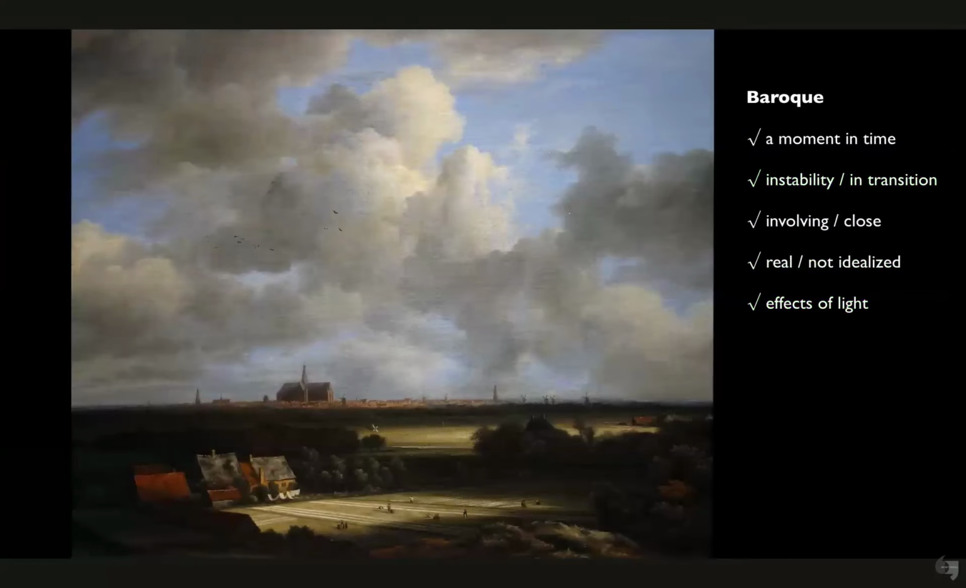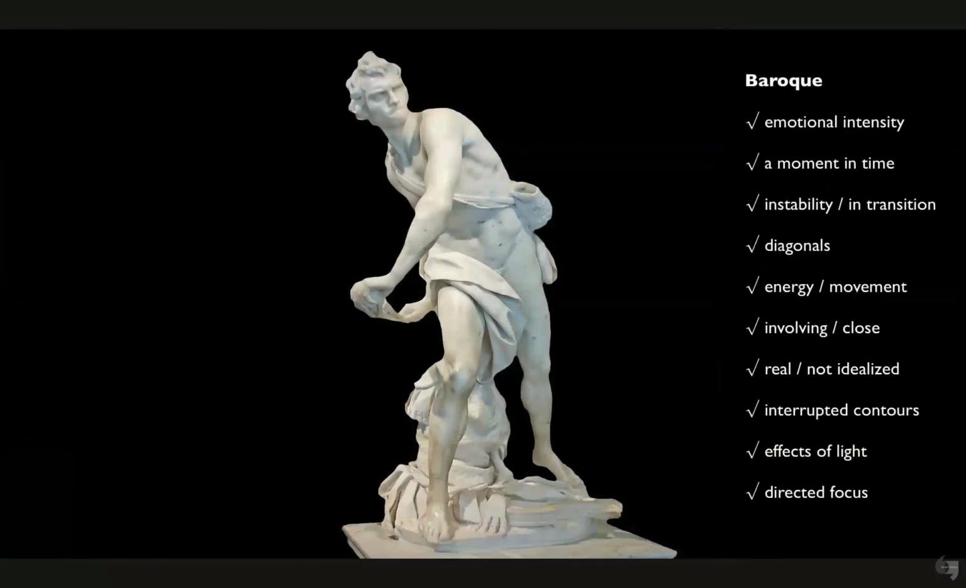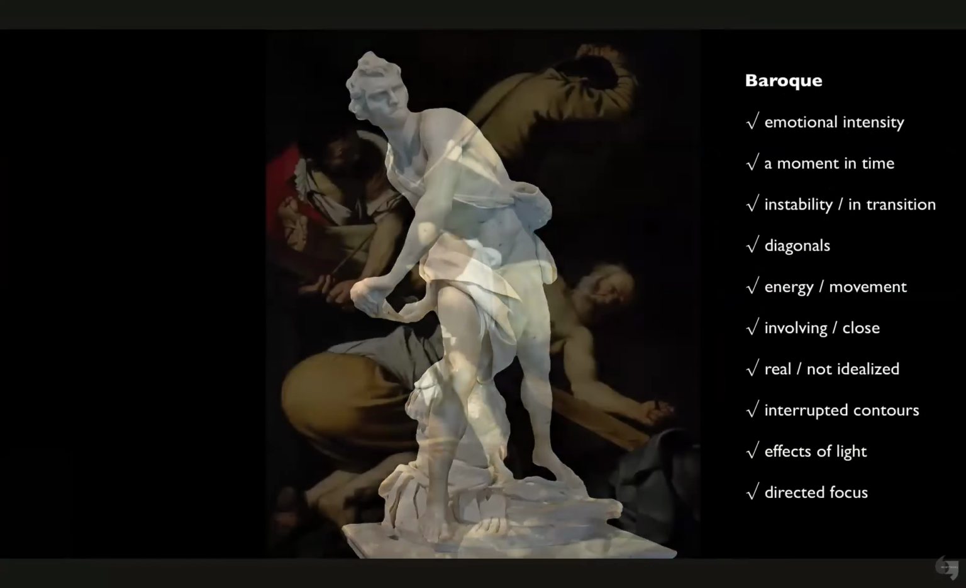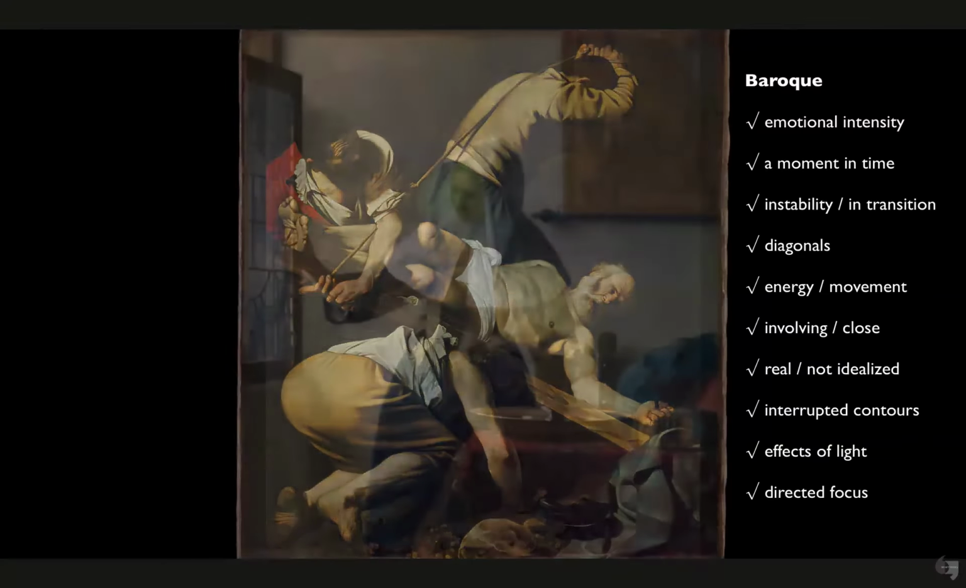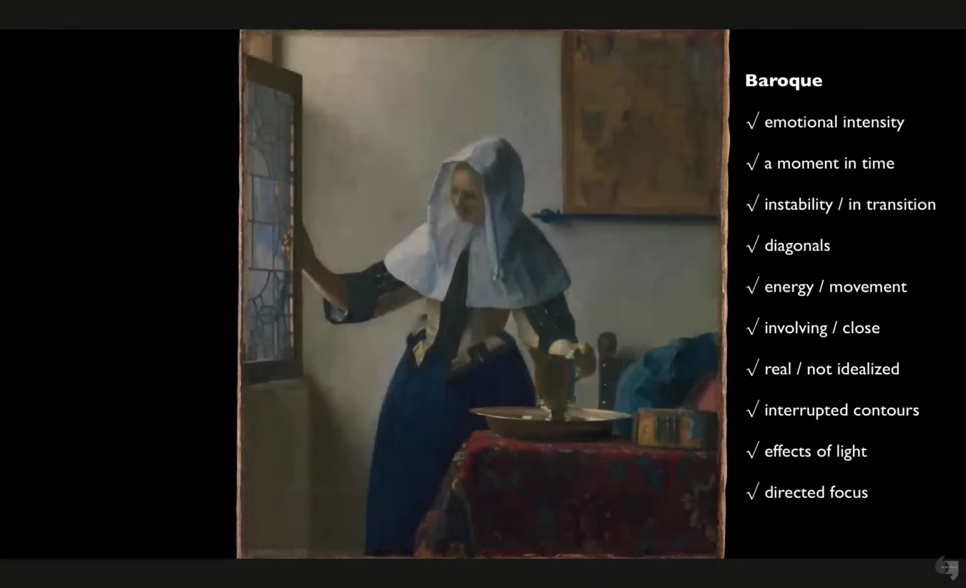It's about effects of light, whether that's dramatic or more subtle. It's about involving the viewer, of moving into our space, of breaking down the barrier between us and the work of art. It's about the use of the diagonal, of a sense of energy and drama, sometimes subtle drama, but still drama. And for me, it's always about a sense of direct relationship with the subject.